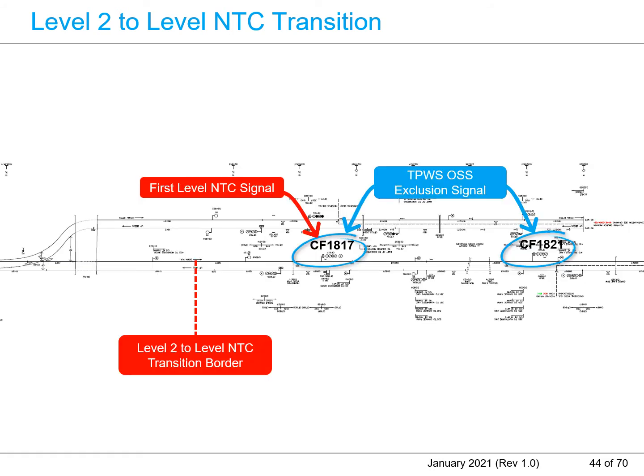The first signal CF1817, and the second signal CF1821, in the level NTC area do not qualify for TPWS/OSS fitment. Therefore, the location on the approach side of signal CF1817 is a suitable location for the level transition.